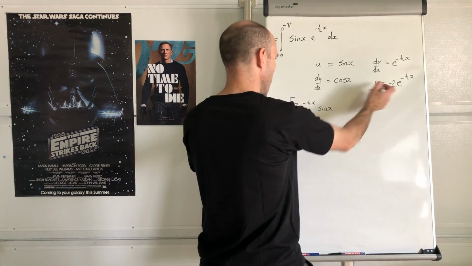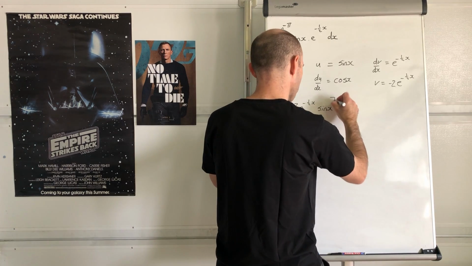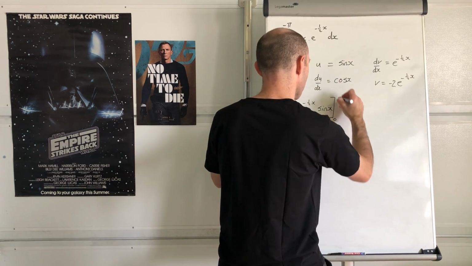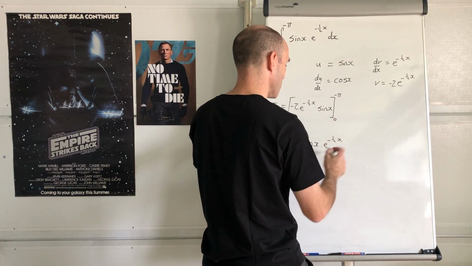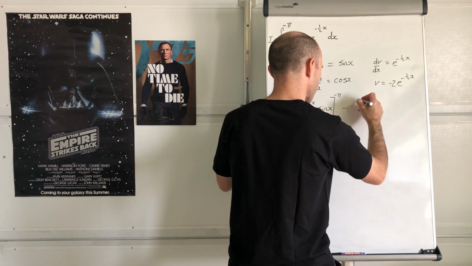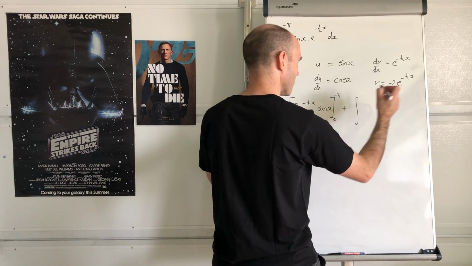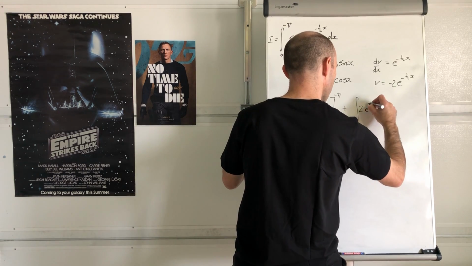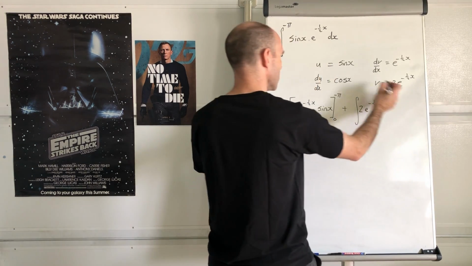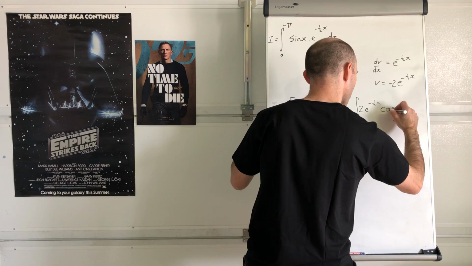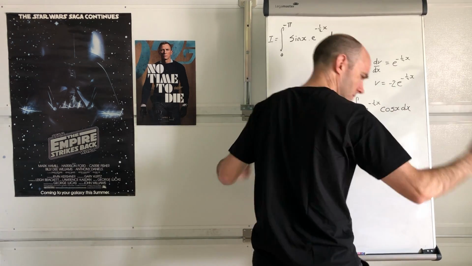So you've got uv, which is that times that, and then let's put the limits brackets in, 0, negative pi. I don't need that anymore, I'm going to rub it out in a minute. Subtract the integral of v du dx, so that's going to be positive, isn't it? So 2 e to the negative half x, v du dx, cos x dx.